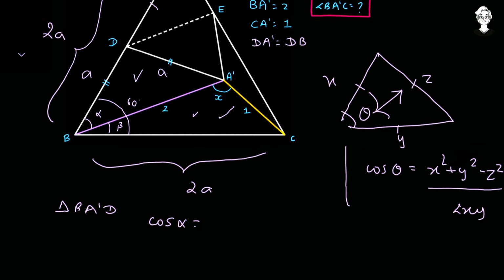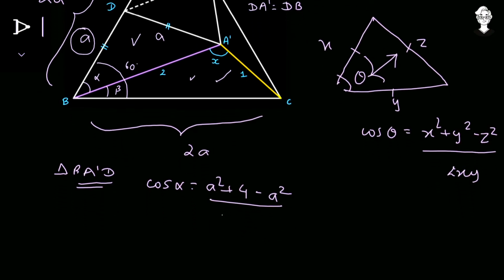So applying the same cosine rule in this particular triangle, that is triangle BA dash D, the value of cos of alpha is the squares of the adjacents added together, so a square plus 2 square, that is a square plus 4, minus the opposite square, and the opposite is again a, so minus a square, upon 2 times the product of adjacents, that is 2 times a times 2, so 4 times a. So a square and a square get cancelled out, 4 upon 4 times a becomes 1 upon a, and that is the value of cos of alpha. Okay.